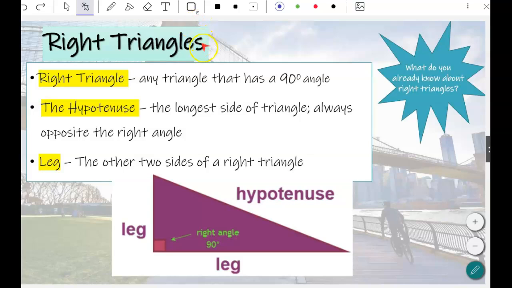So words that you should know already. What a right triangle is. It's any triangle that has a 90-degree angle. And the hypotenuse is always the longest side of the triangle, and it's always opposite the right angle. So here's your hypotenuse, here's the right angle across, and again, it's always the longest side of the triangle. And the other two sides are called legs.